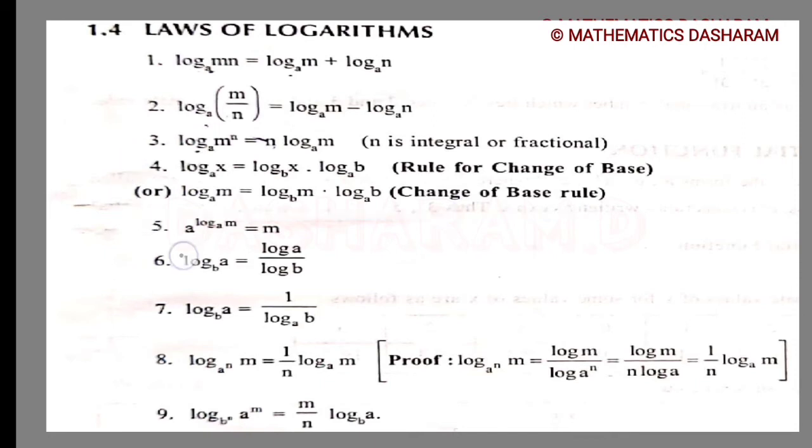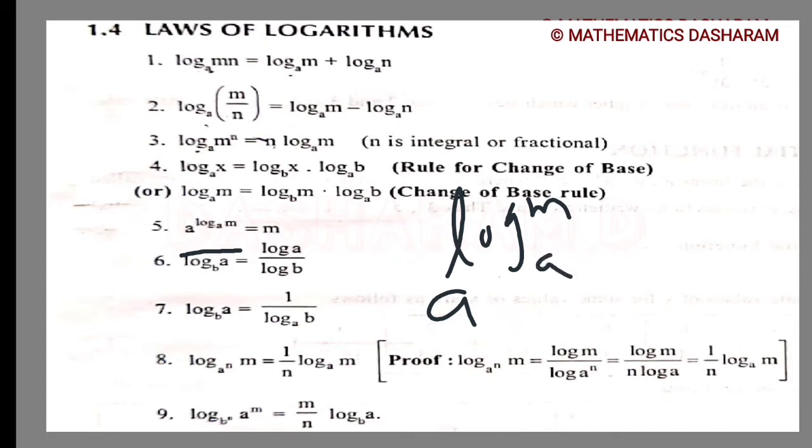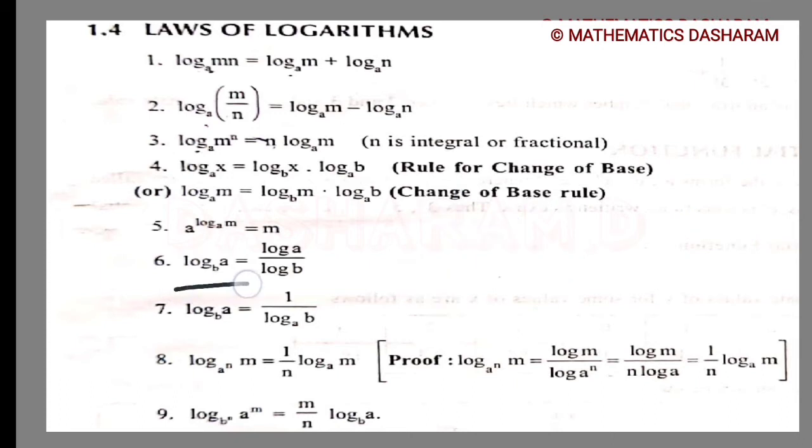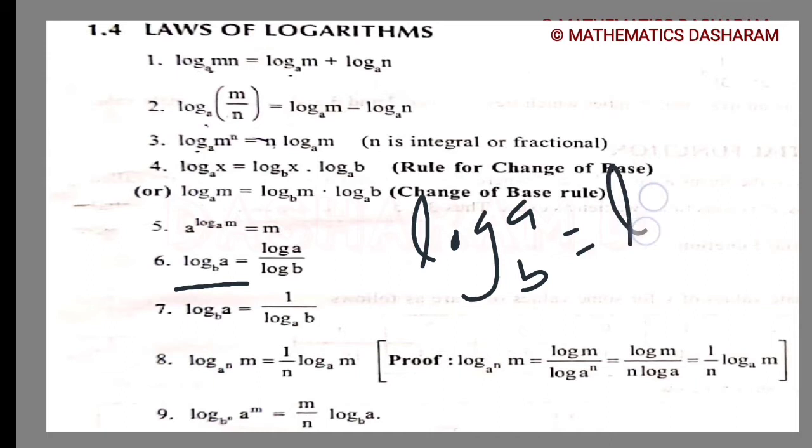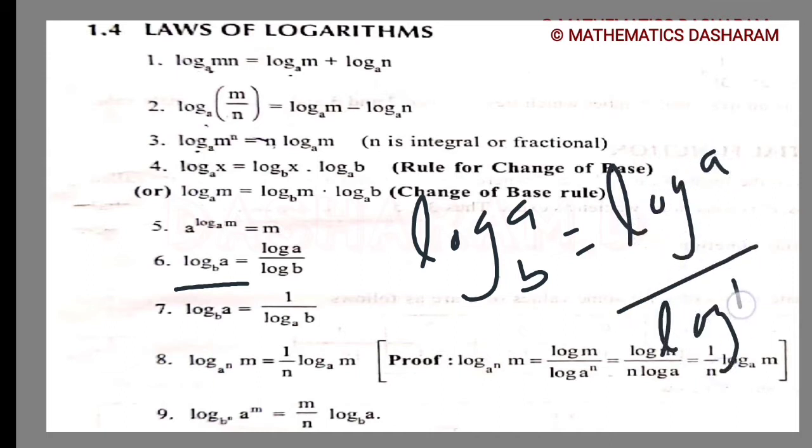Next, a to the power of log m base a equals m, since the a and log a cancel. So it is also one of the logarithm formulas. Next, log a base b can be written in fraction form: log a base b equals log a divided by log b.